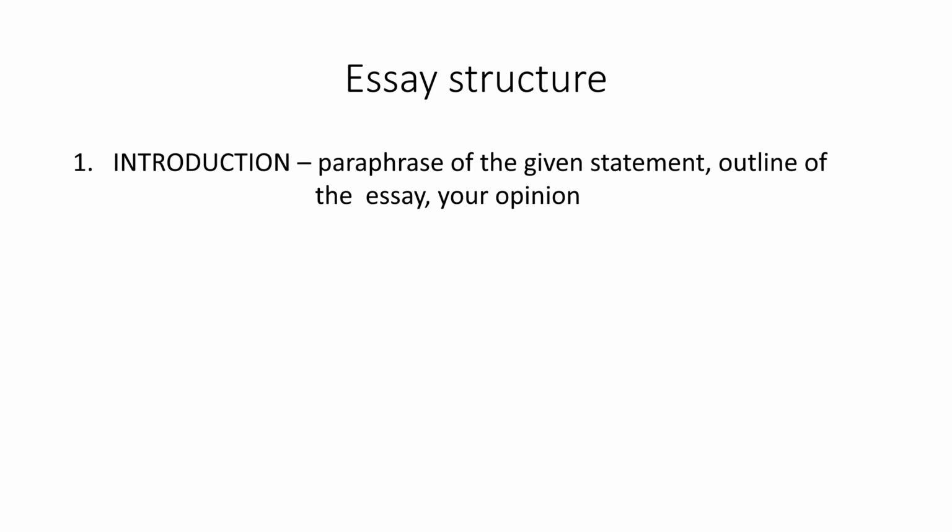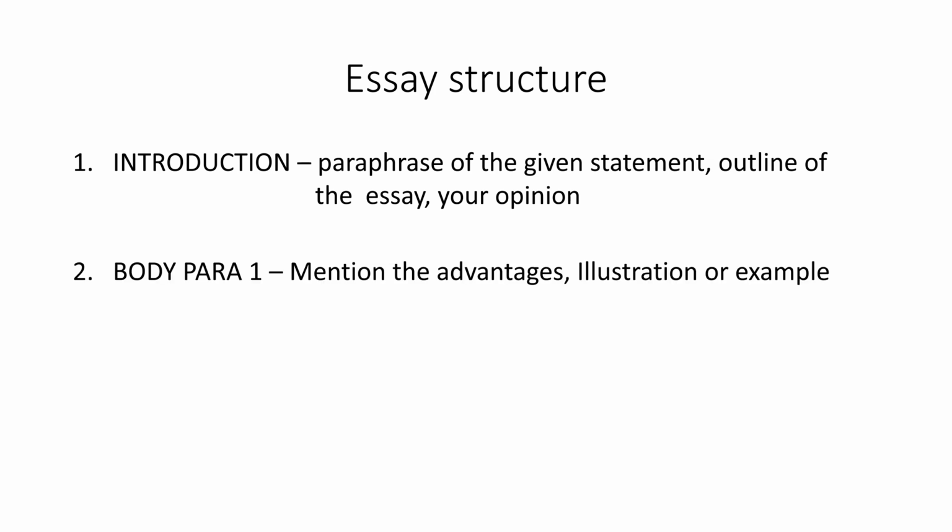Since this is an advantage and disadvantage type of essay, we will be utilizing one paragraph for mentioning the advantages and one paragraph to highlight the disadvantages. So, in body para 1, you will have to mention the advantages. You must highlight at least 2 advantages and a maximum of 3 advantages and explain any one of the advantages using an example or an illustration.